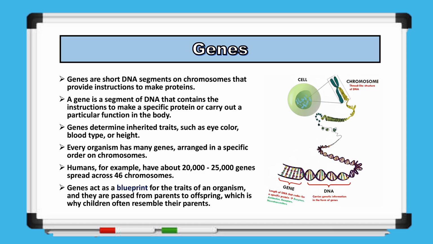Genes serve as a blueprint for the traits of an organism. They are passed from parents to their offspring, which is why children often share physical and sometimes behavioral characteristics with their parents. To summarize the hierarchy, the cell contains the nucleus, which houses chromosomes. Chromosomes are thread-like structures made of DNA. DNA carries genetic information in the form of genes. Each gene is a specific length of DNA that codes for a particular protein, such as enzymes or structural proteins, that help control the functions of the body.